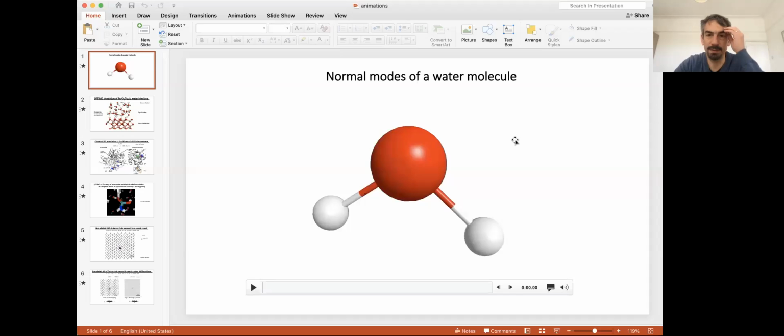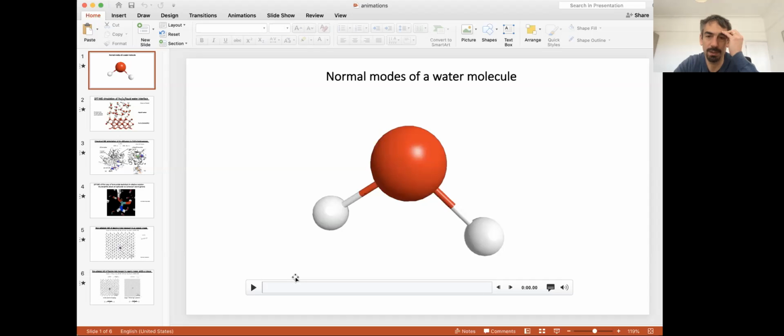So you can see this, yeah? This is just an animation that you can take from Wikipedia or somewhere. This is a water molecule, and I just show these normal modes of the water molecule. These are the vibrations I was talking about.